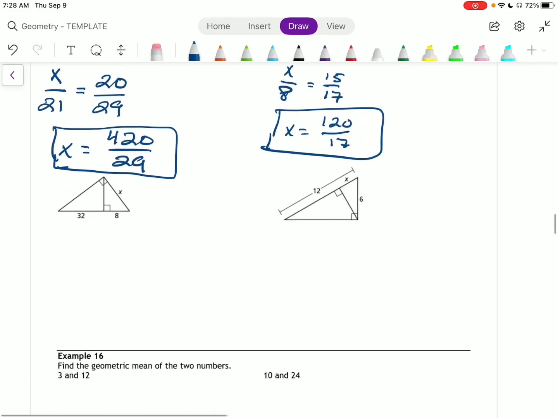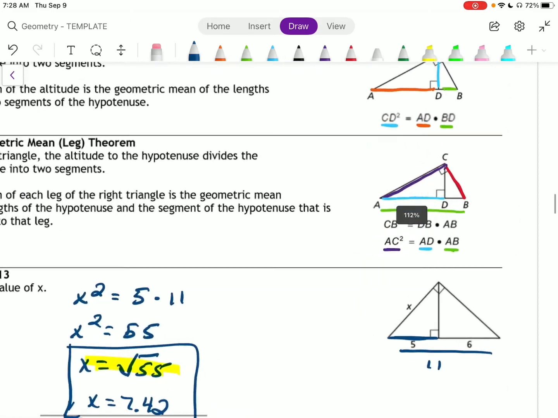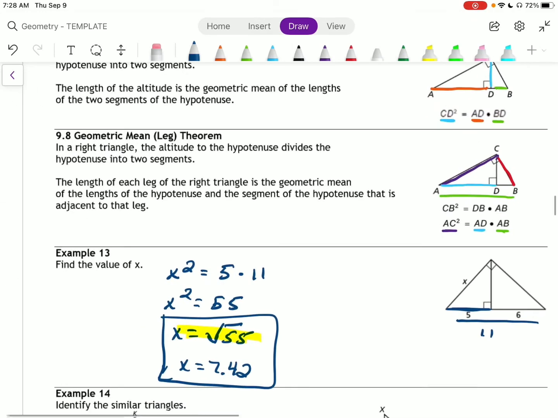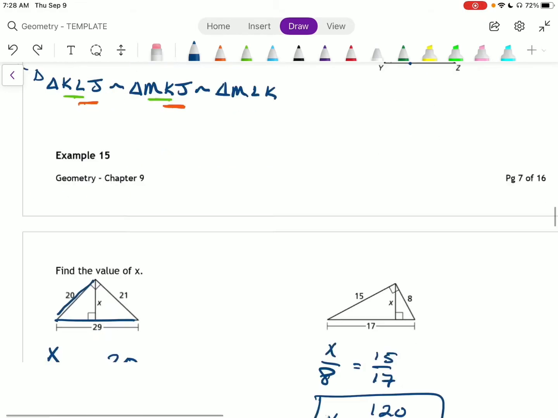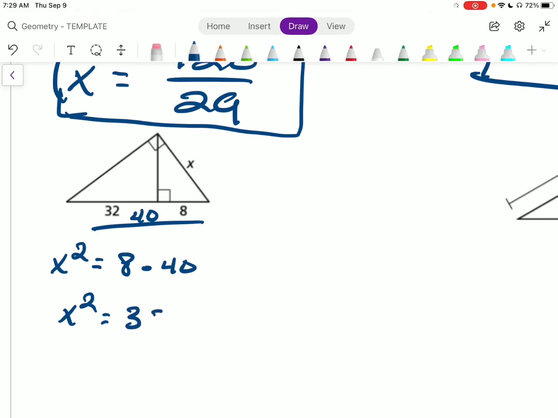All right, next up, this one here, we can use a theorem. Let's see which theorem it was called. This is going to be the Leg Theorem. So we're going to say that the leg of the triangle, like the red piece there, squared is going to be equal to the little piece of the hypotenuse times the big hypotenuse. So x squared is going to be equal to 8 times, that whole thing is 40, times 40. So x squared equals, what is 8 times 40? 8 times 40 is 320.